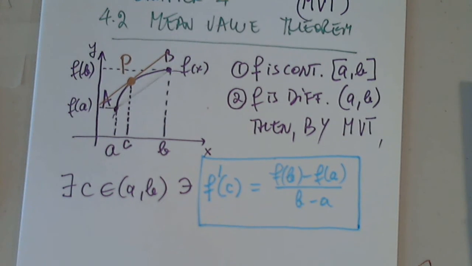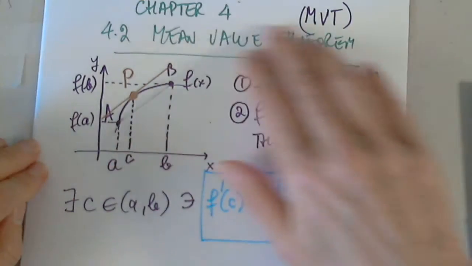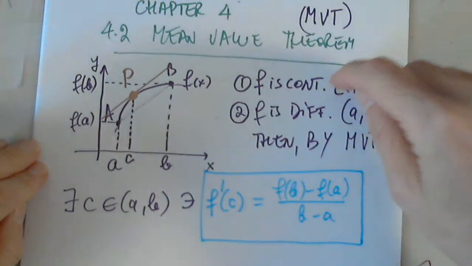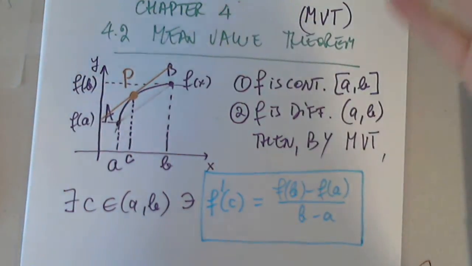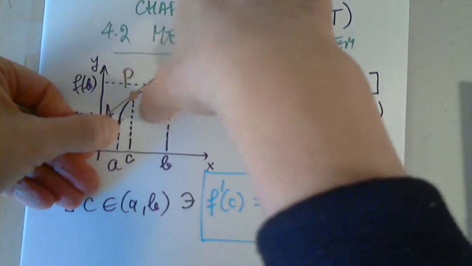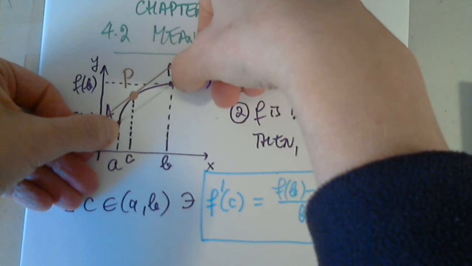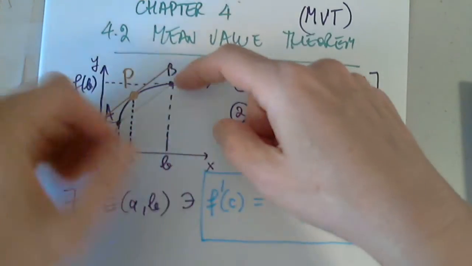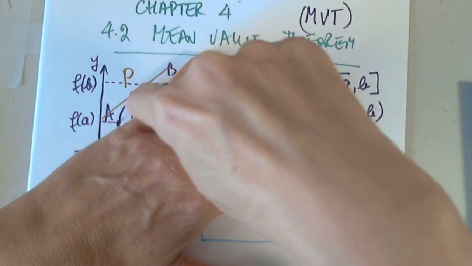So, what exactly is this telling us? Very good. It tells us that for any function that is continuous and differentiable, if I want to determine, as an example, there are other applications. Here's one example, one application. If I want to determine the rate of change of the function between a and b, I can really determine f prime of c.